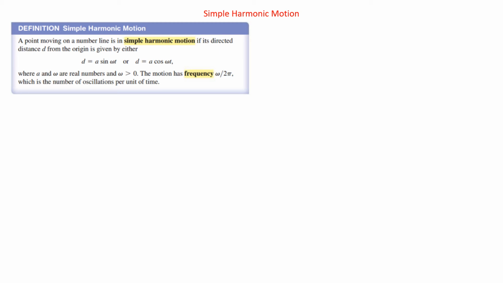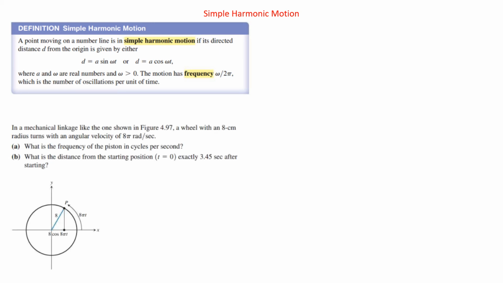Where a and omega are real numbers, where omega is greater than 0, the motion has frequency omega over 2 pi, which is the number of oscillations per unit of time. So the frequency could be so many things per hour, so many things per minute, so many things per second. It depends on the problem. So what does this look like?